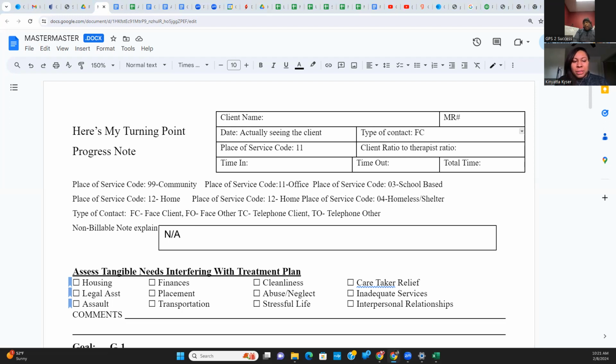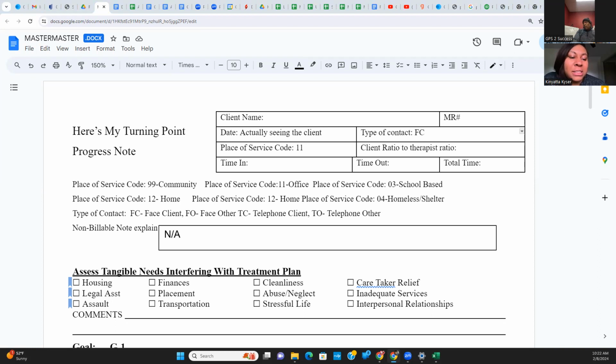And if there was a non-billable note, you would explain why. So say you started this note and you called the client and you didn't get an answer, and you didn't do anything else on their behalf. Honestly, there would really be no point in you filling this out, but Right. to document that you called them, Yeah. to have a record of it.